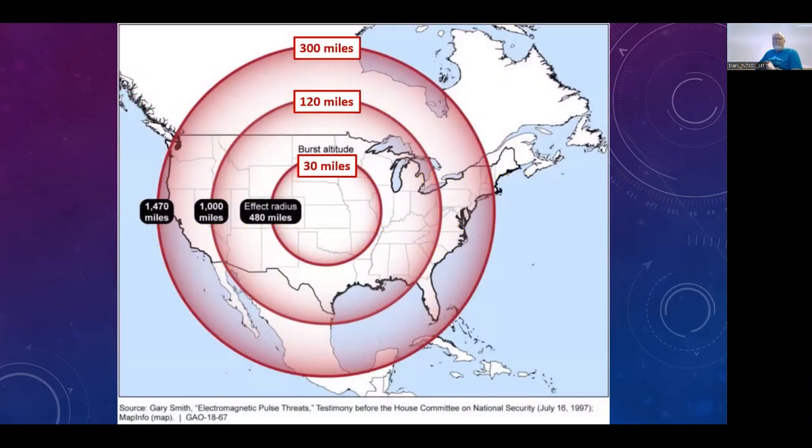And here's a map of, based on the burst altitude, how much of the US it will affect. So if the HEMP were to explode at 30 miles altitude, then the effective radius is almost 1,000 miles across. If it's 120 miles altitude, then we're dealing with almost the entire United States. 300 miles is the magic number. At 300 miles, it will encompass not only the continental United States, but also much of Canada and Central America, I should say.